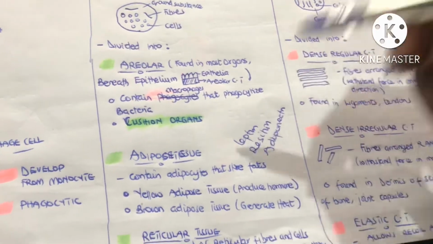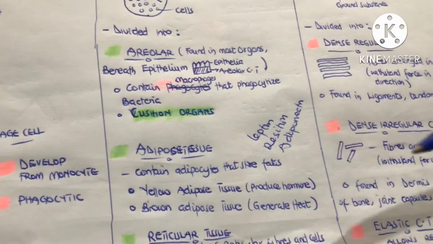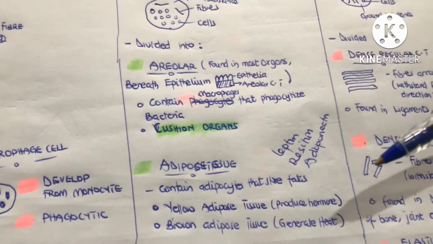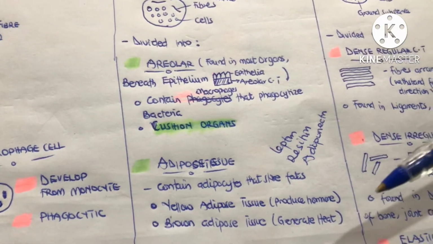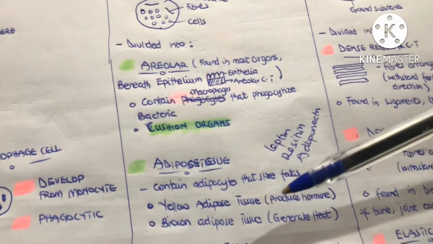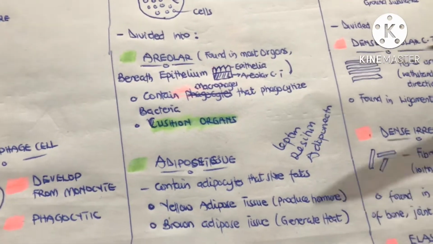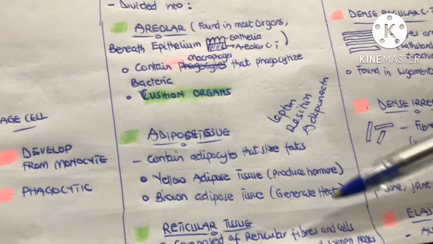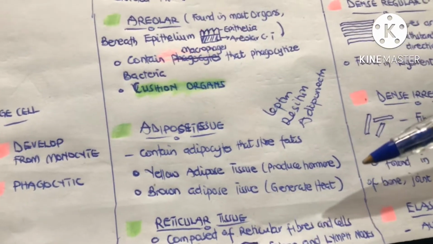So these are some of the hormones produced by this yellow adipose tissue. You see, the adipose tissue in infants, or at birth, is white, but as you grow, it becomes yellow. And this yellow adipose tissue is found in adults. We have the brown adipose tissue, and the function of the brown adipose tissue is that it generates heat.